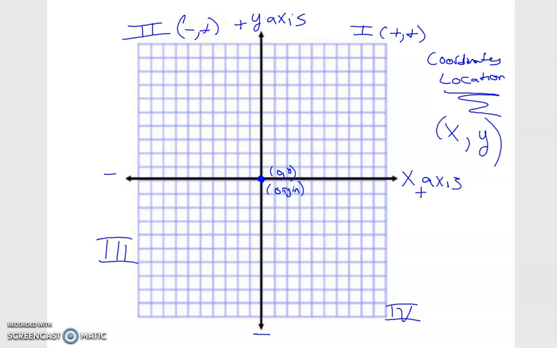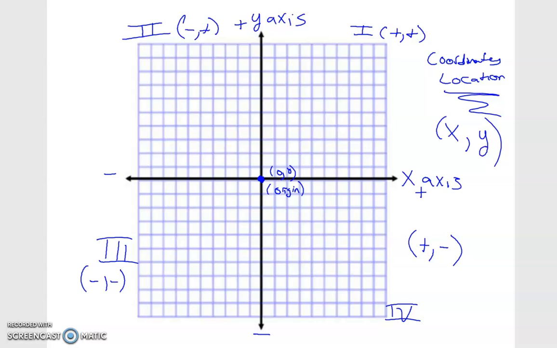Negative because we head left, positive because we go up. In the third quadrant, they are going to be negative, negative. In the fourth quadrant, it's going to be a positive and then a negative. So again, if you can remember the directions, right is positive, left is negative, up is positive, down is negative, it's going to help you out.